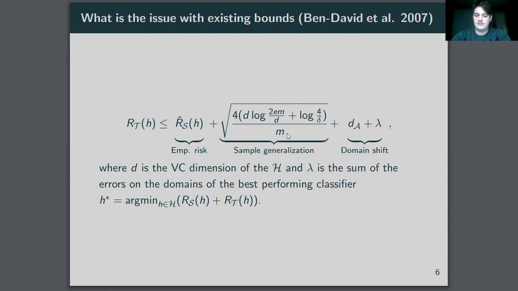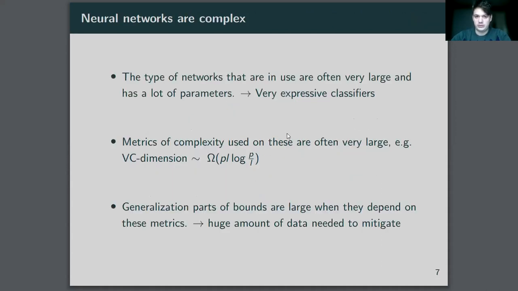So what we mean then is that neural networks are complex classifiers. That much is quite obvious. They have a lot of parameters. They can express all manner of different functions, which is a good thing in some respects, but poor in this specific circumstance, because the metrics of complexity depend on this number of parameters or layers in a sense. For example, the VC dimension has been shown to be, in the worst case, so to speak, linear in the amount of parameters and linear in the amount of layers.